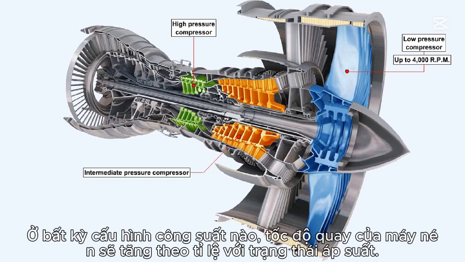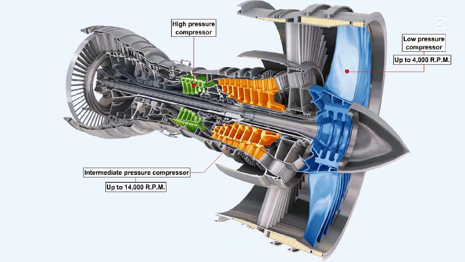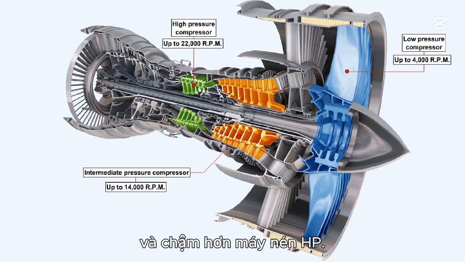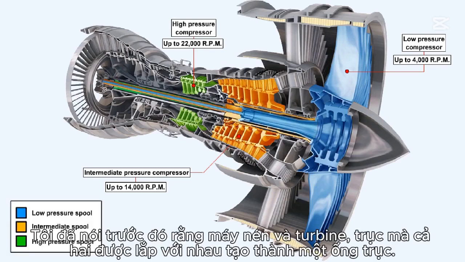At any given power setting, the speed of rotation of the compressors increases in proportion to its pressure status. Thus, the intermediate pressure compressor rotates faster than the low pressure compressor, and the high pressure compressor rotates faster than the intermediate pressure compressor. We said earlier that together the compressor, the turbine, and the shaft upon which they are both mounted form a spool.